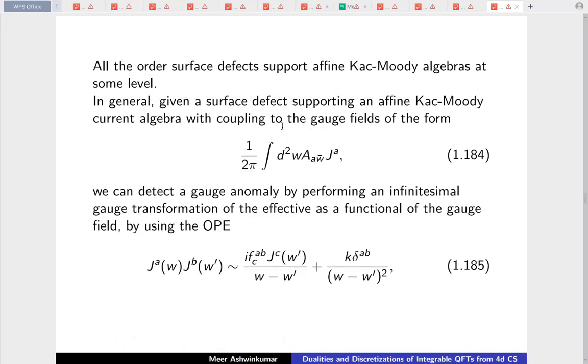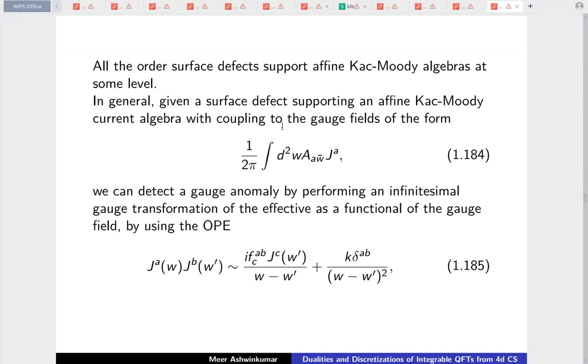And more generally, one can do this for not just free fermion defects, but basically all the order surface defects I showed you earlier, which is, let's say, the coadjoint orbit defect, the free fermion defect, the flat beta-gamma defect, the curved beta-gamma defect. All of them admit this kind of anomaly inflow mechanism, because all of them support affine Kac-Moody algebras.